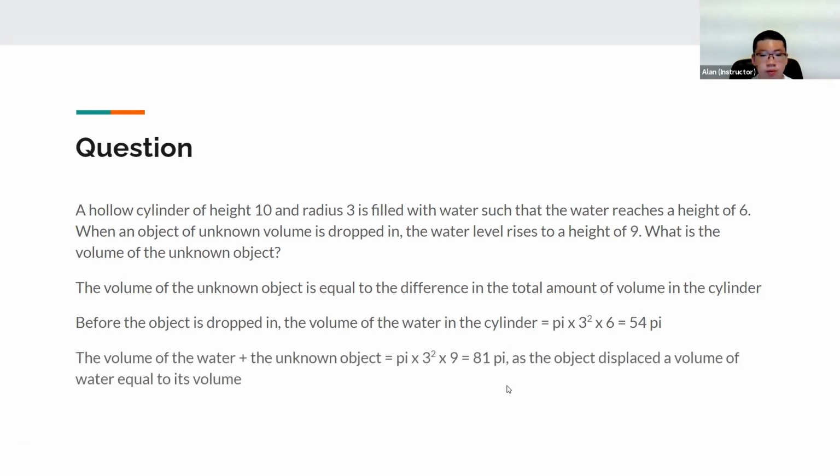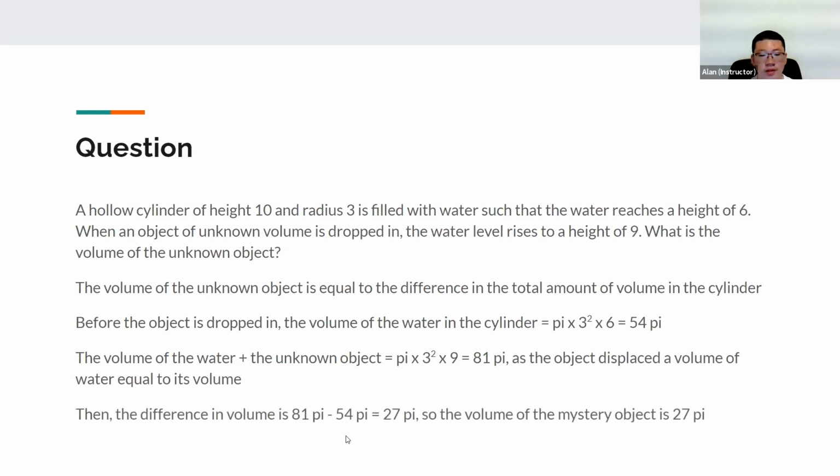But after it's dropped in, the water level rises to 9. So same thing again. The base is still going to be 3 squared times pi, and then the height is now 9, so it's going to be 81 pi. So that's how much total volume is in the cylinder after the object is dropped in.